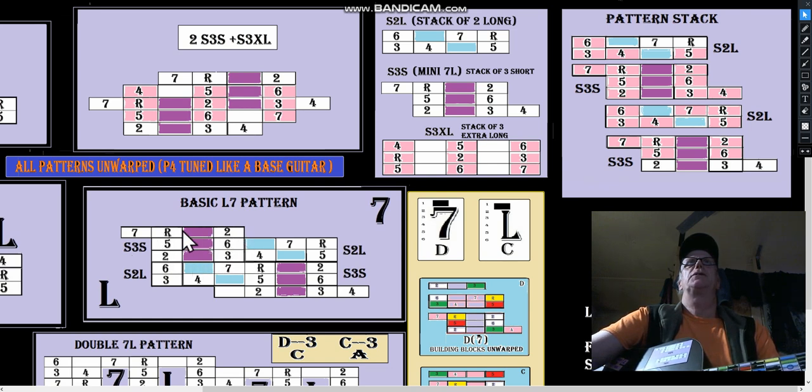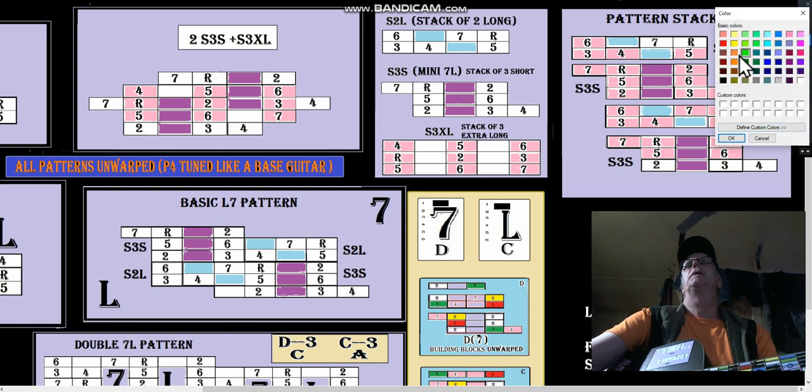Okay, so here's your stack of three short here, stack of three short here in this L7. Where's the L? I'm going to show you where the L is. Now, this is just a little game that I made, okay? The L is actually right here. There's the big L. See, it kind of looks like a big fat L. Or there's other ways of looking at it. Let's see if we could get a better color on it, maybe some yellow.